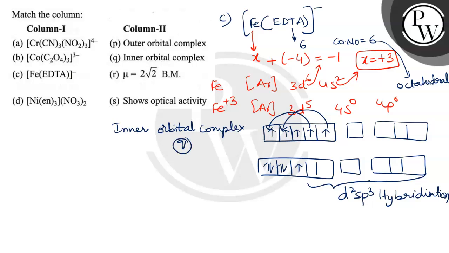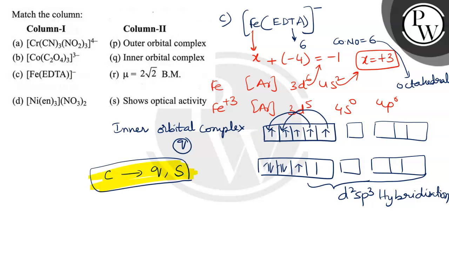And next, EDTA is a polydentate ligand. I already explained to you that optical activity is exhibited by polydentate ligands, like bidentate ligands. So here it can also show optical activity. So its S point is matching with the Q and also yes.